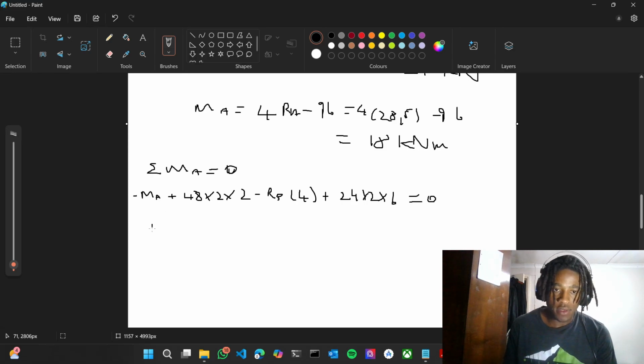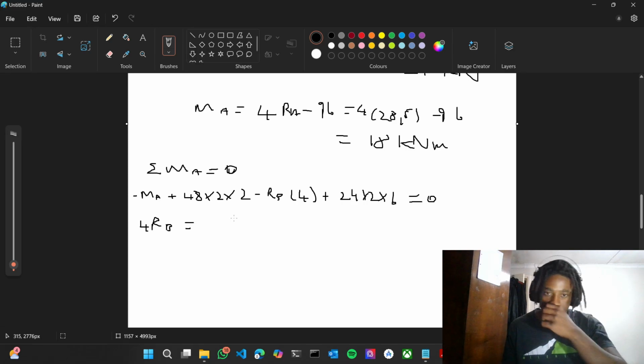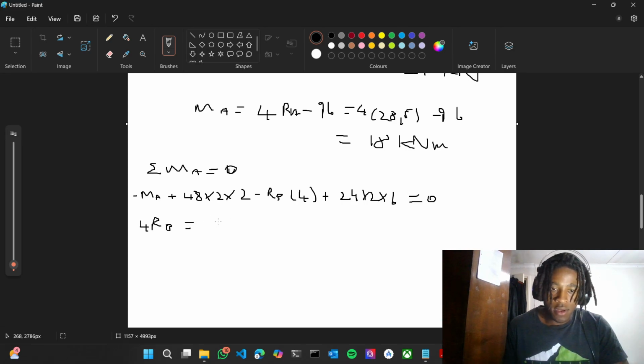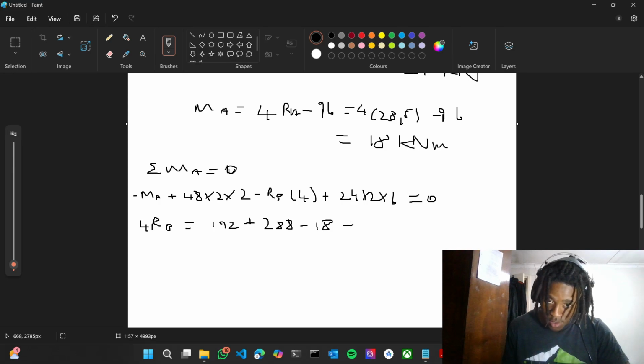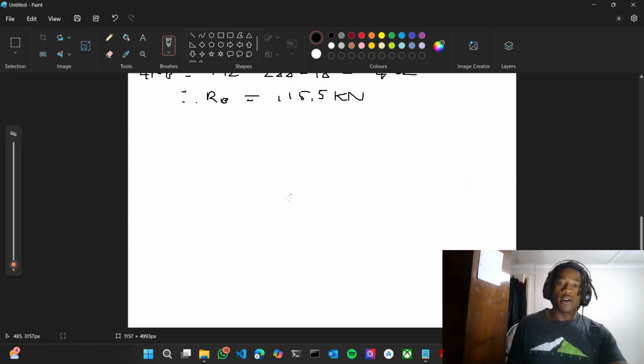And so RB, or 4RB, is equal to, what is that simplified? 192 minus 288 plus 288 minus 18. That's going to give us 462, which therefore means RB is equal to 115.5 kilonewtons. Sweet.